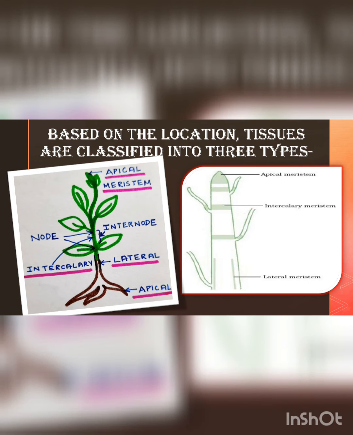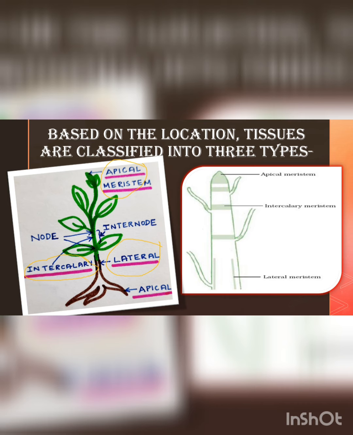Fine. Okay, so we see that based on the location, tissues are classified into three types. One is your apical meristem, which is present on the tips of root and stem. Next you have intercalary meristem, which is present in the internodes area. Okay, internodal area. And then you have lateral meristem. Okay, this lateral meristem will be present in the sides.